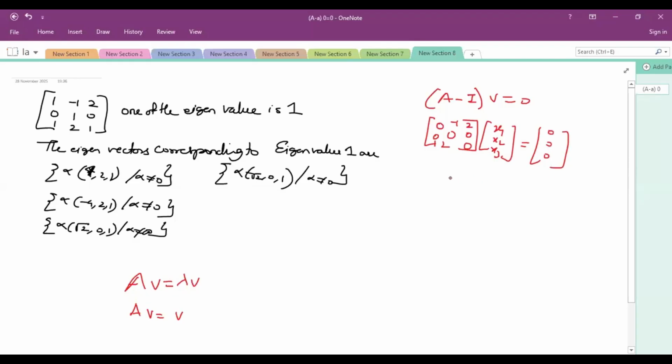Okay, so what is the first equation? That's minus x2 plus 2x3 equal to 0. The second one is entirely a 0 row. And the last one is x1 plus 2x2 equal to 0. So that gives us x1 equal to minus 2x2, and x2 equal to 2x3.